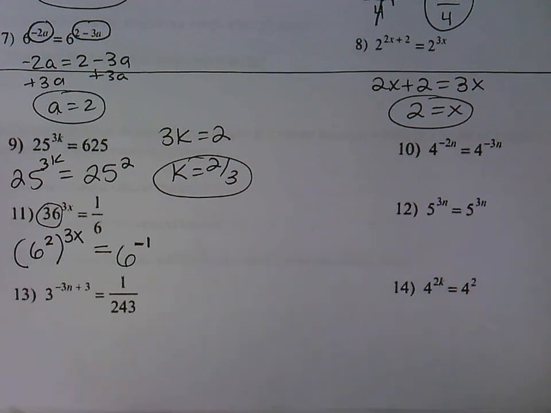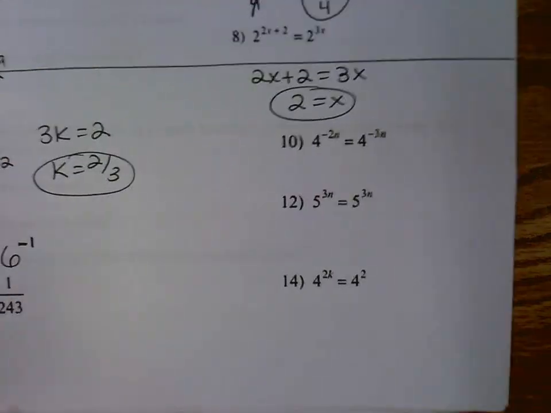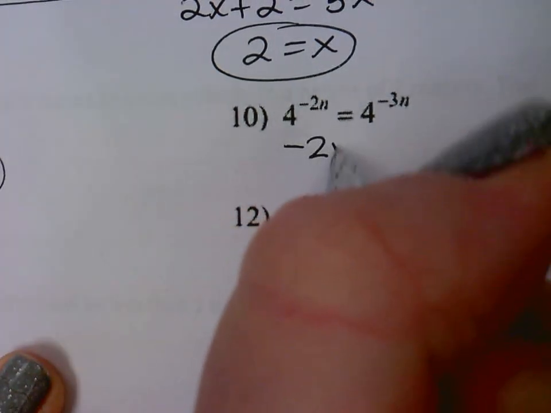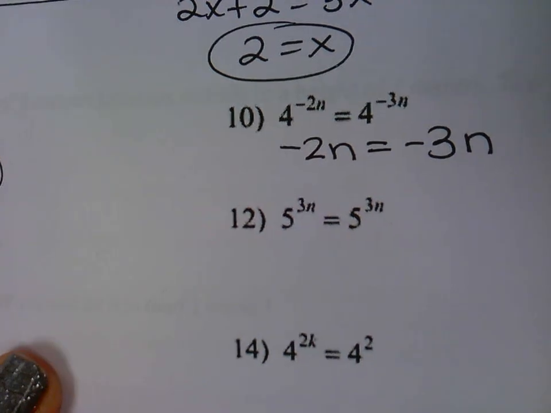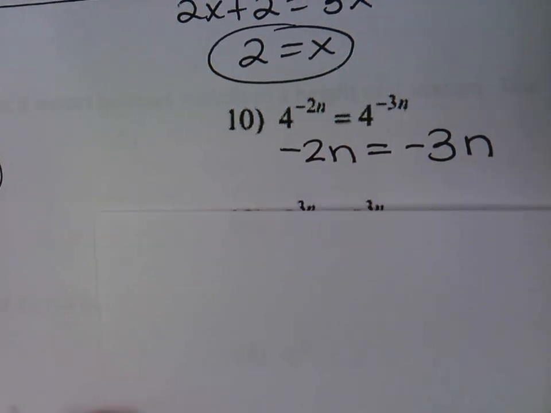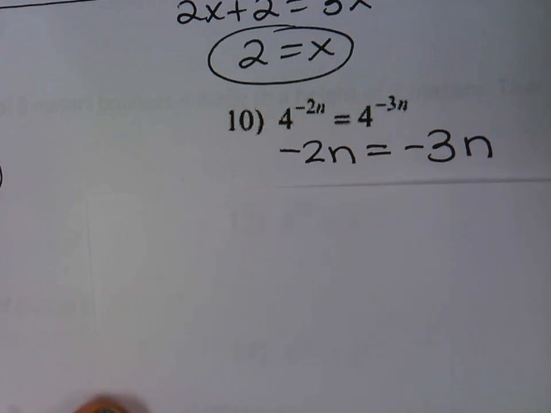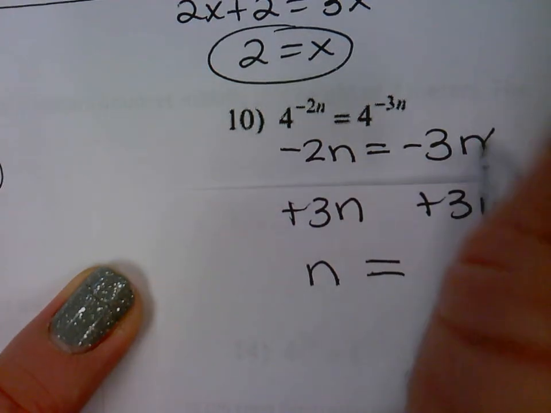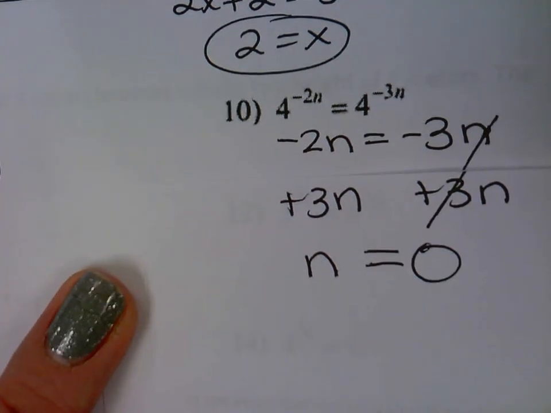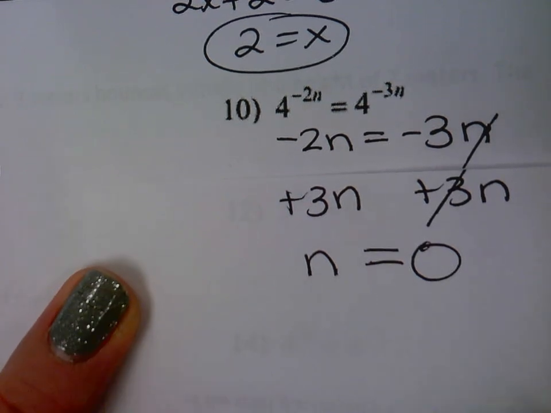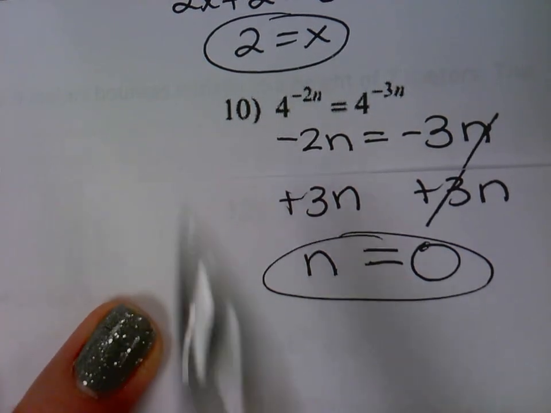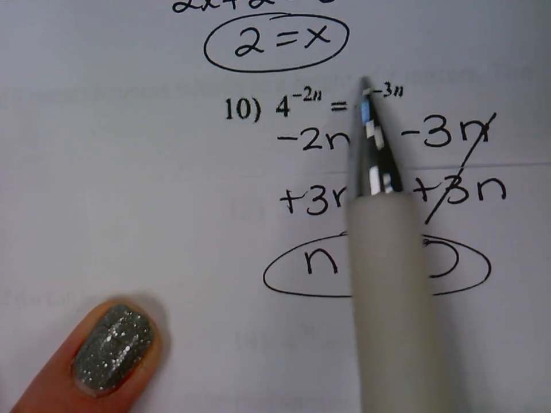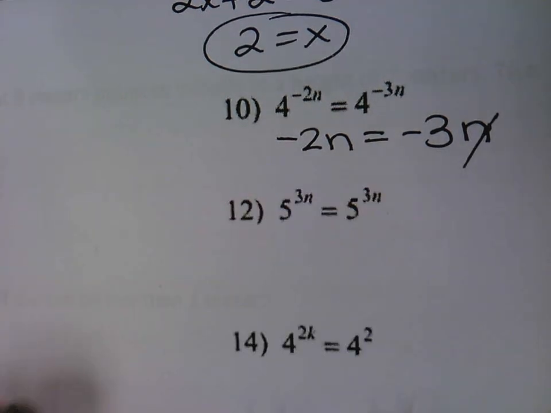Okay, I want you to take a look at 10 and 12 with me because these are situations we haven't really come across. I get negative 2n equals negative 3n, right? And my next step would be to get one of those to the other side. It doesn't matter which one you chose, but I'm going to add 3n to this side to get n. This has now all canceled, and n is equal to 0. And that's an okay answer to get. N could be 0. If I plug it in, I would get 4 to the 0 power, which is 1, equals 4 to the 0 power, which is also 1. So it's okay for n to equal 0.